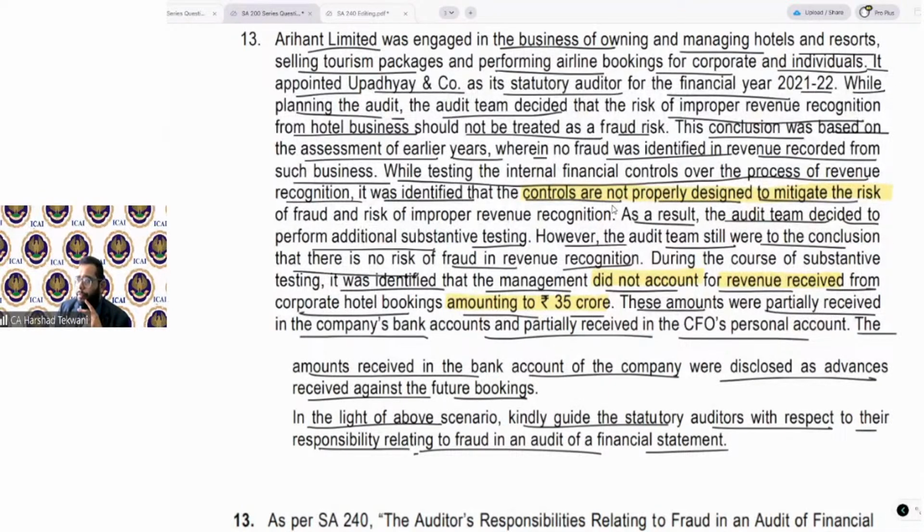Come on, guys. How will you guide? What are the areas or what are the things the auditor should do here? Come on, I'm waiting for the answer.